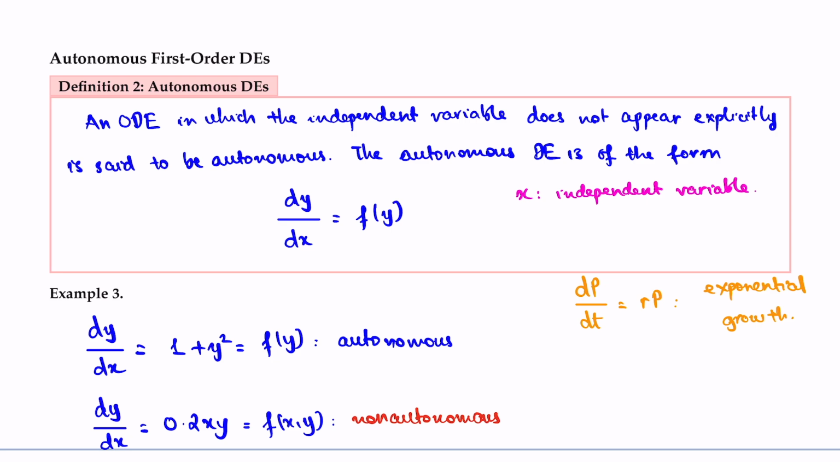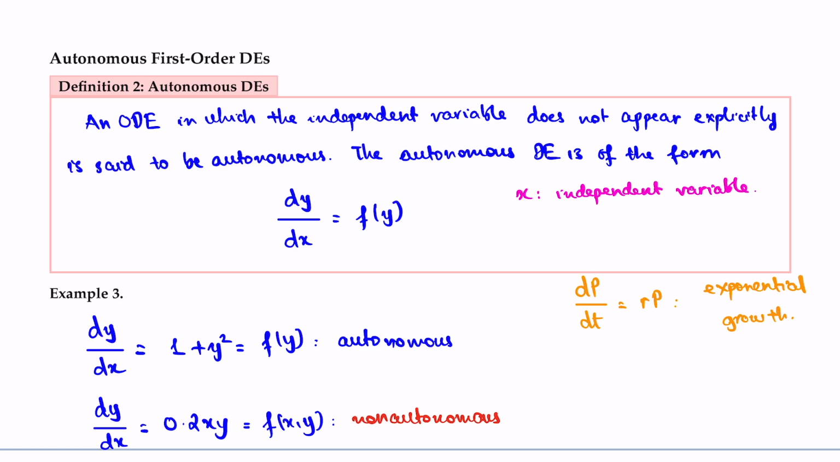In another case, you have dy/dx = 0.2xy. The right-hand side of this differential equation is a function in terms of both x and y, or in terms of both the dependent variable and the independent variable. Therefore, this equation is called a non-autonomous differential equation.